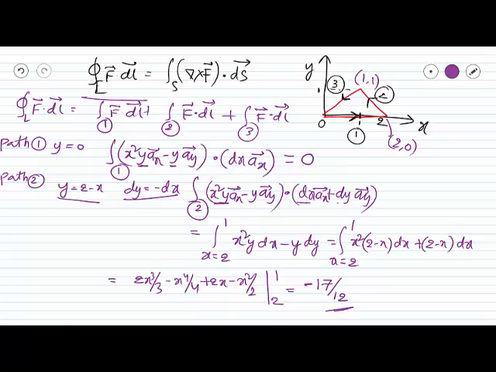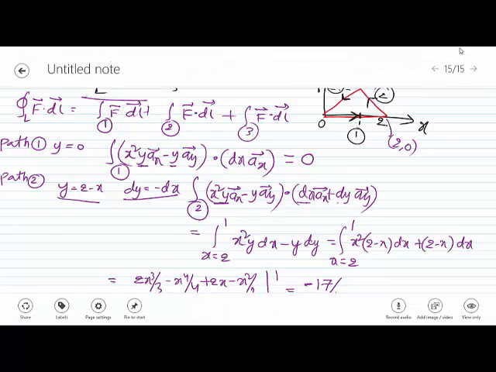Now coming to path number 3. What is path number 3? It is starting from 1 comma 1 to 0 comma 0. So if you do it for path number 3, what is the answer we will get? Now, consider path number 3. For path number 3, x is varying from 1 to 0 and the line is y equal to x.